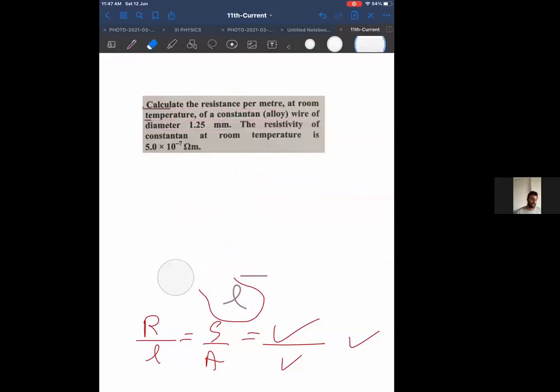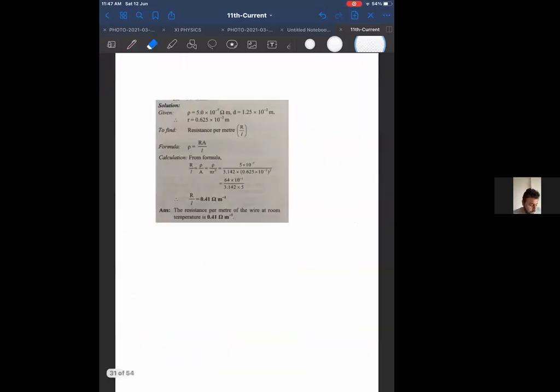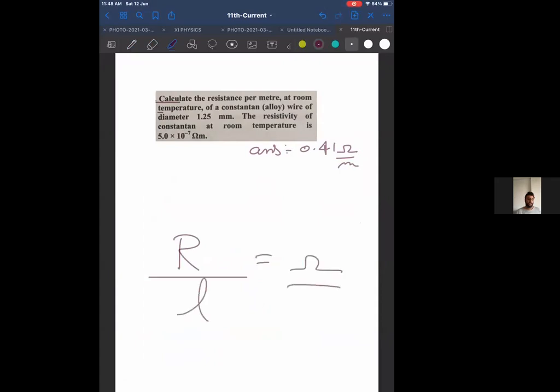Now, as a homework, you can get the answer. And the answer that I want from you is 0.41. Please make a note. You should get it as 0.41 ohm per meter. Why ohm per meter? Because it is resistance per unit length, or resistance per meter. Resistance is ohm and length is meter. Therefore, it will be ohm per meter. So make a note. Answer is 0.41 ohm per meter.